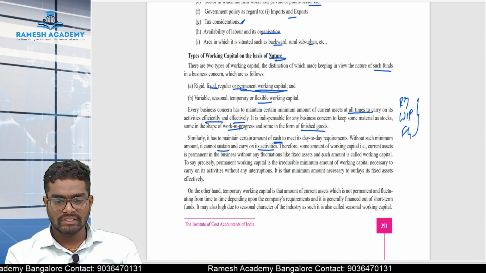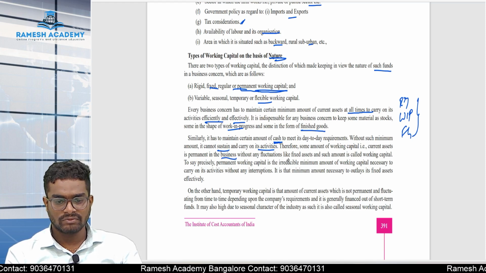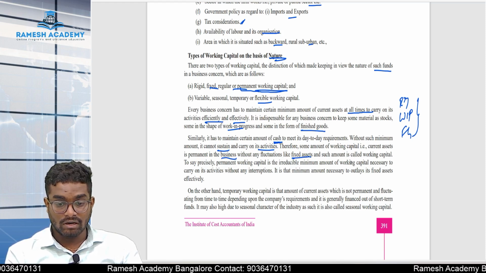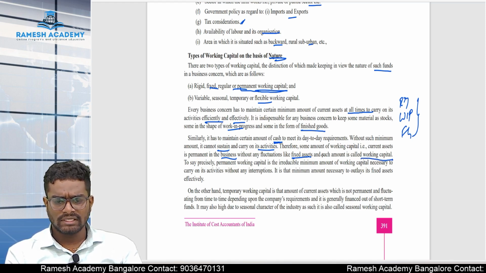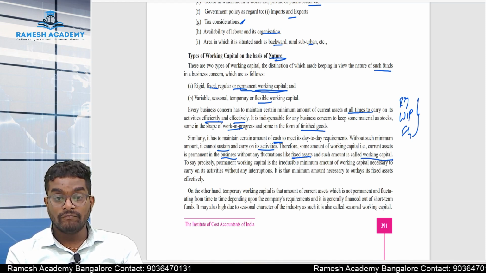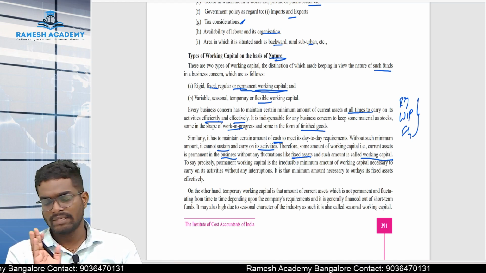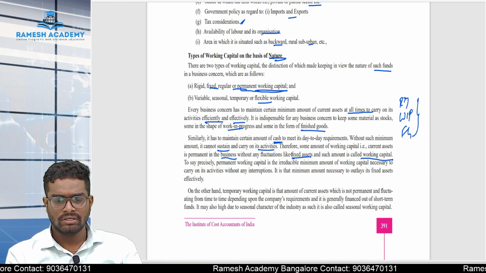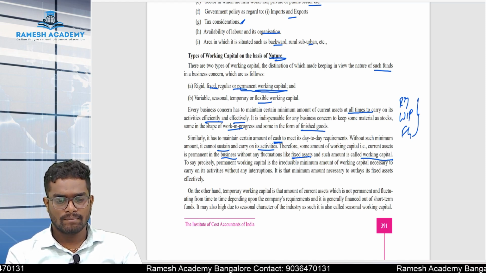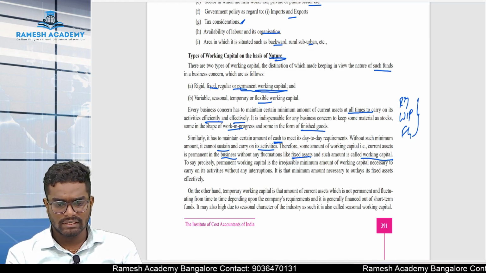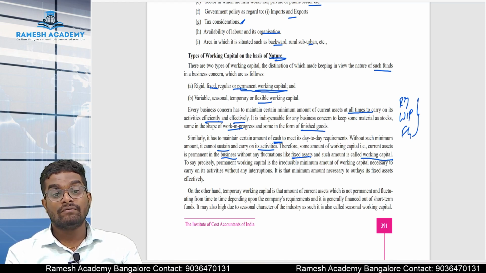Therefore, some amount of working capital, which is current asset, is permanent in the business without fluctuation, like a fixed asset, and such an amount is called permanent working capital. So what they are telling here: without such a minimum amount, it cannot sustain or carry on its activities. Obviously, working capital is required to sustain the business in the short run. Therefore, some amount of working capital, that is current asset, is permanent in business without any fluctuation. Correct? Like a fixed asset, and such amount is called the permanent working capital.